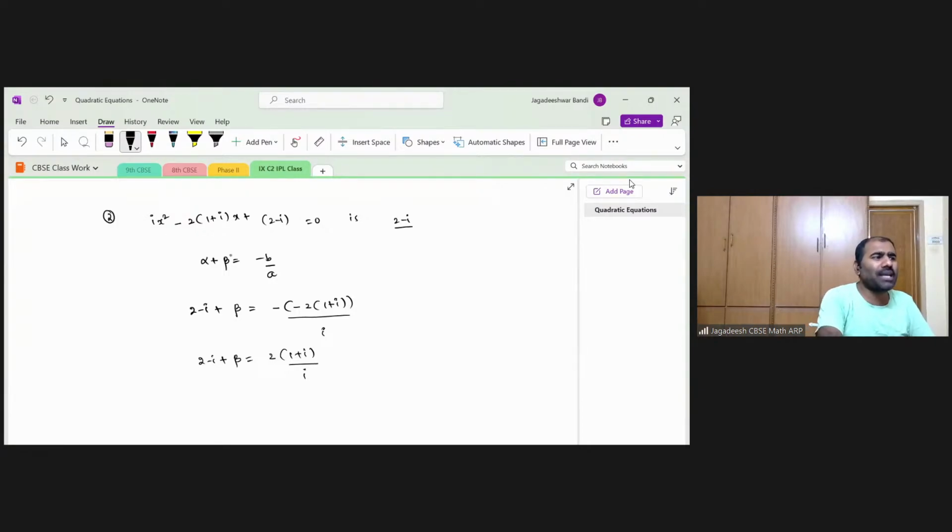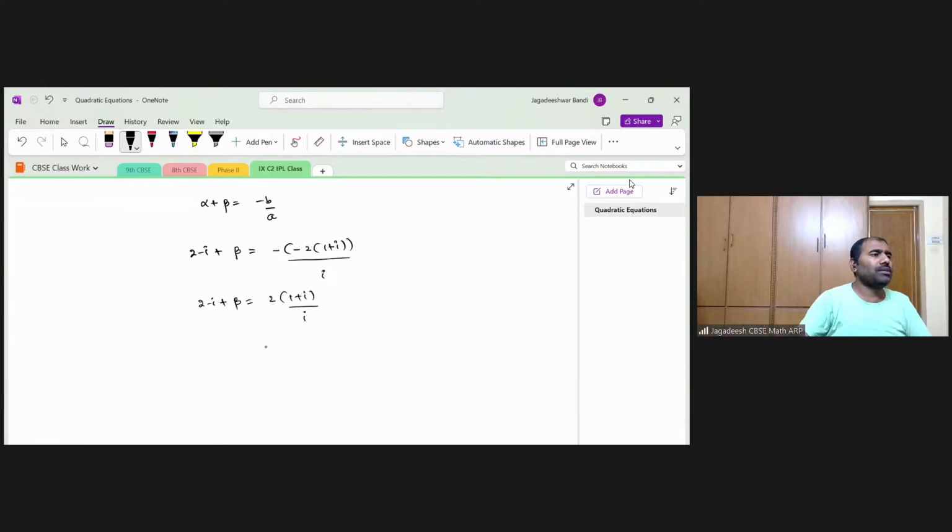So better we multiply and divide by i, in order to avoid confusion. At a time I am multiplying 2 into 1 into i: 2i, and 2 into i into i, 2i square. So I'll write i square in the denominator. Anyway, i square is minus 1; we'll discuss it clearly when we discuss complex numbers. So 2 minus i plus beta equals, what will we get, (2i minus 2) by minus 1. I square is minus 1, right?